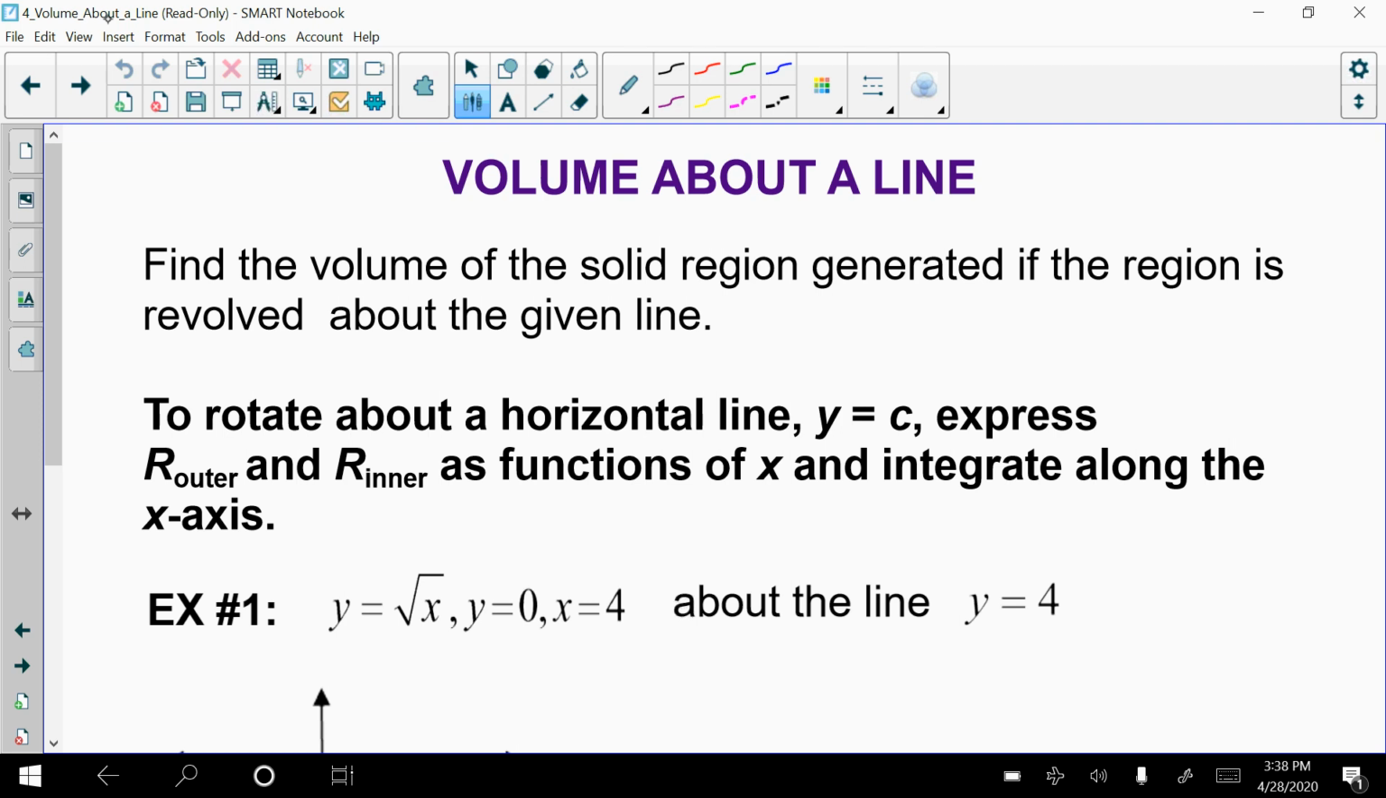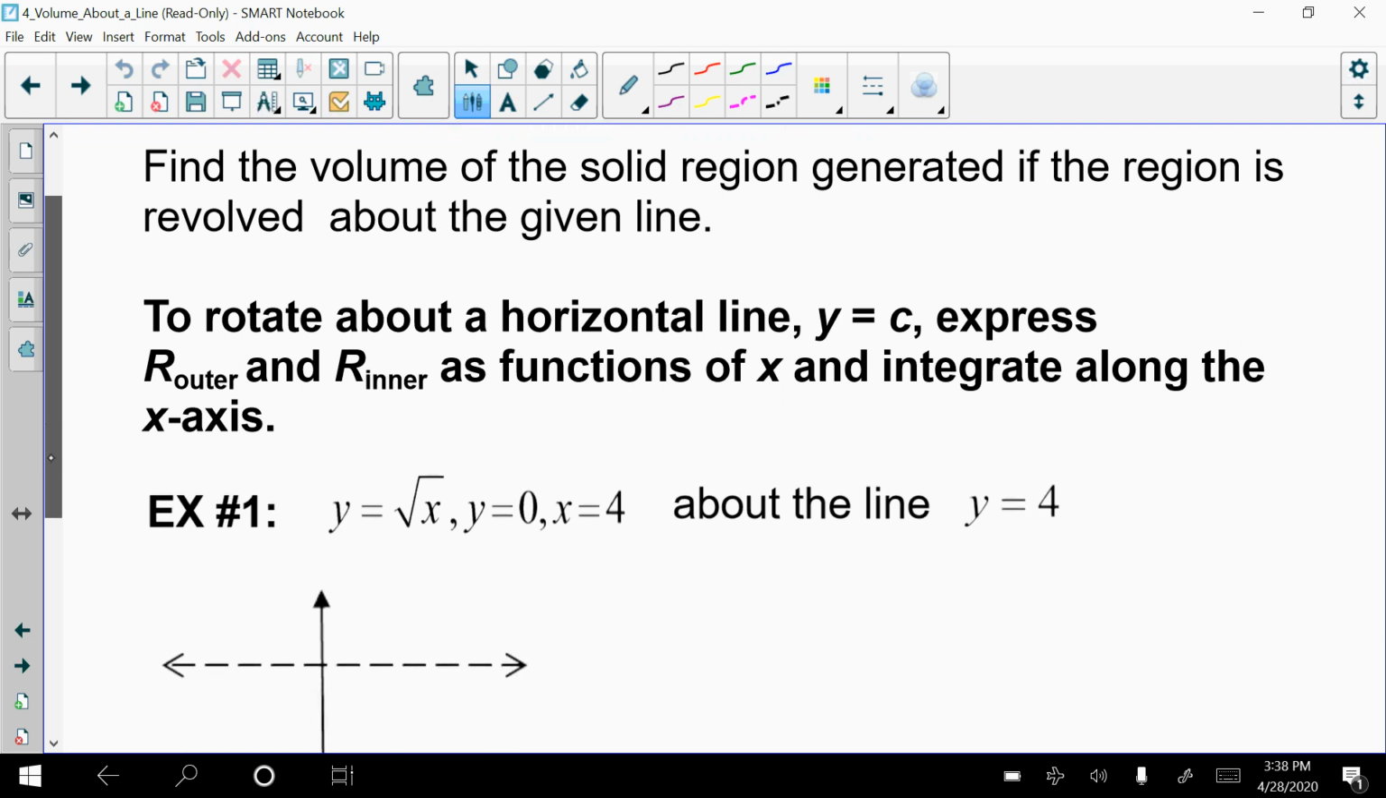So the concept is still very similar to things that you would have seen, particularly with the washer method, but not completely the same, because we have to make sure where the line is in order to correctly identify the lengths of the radii, the inner radius and the outer radius that make up the washer for our volume approach. So that's what we're going to take a look at here in this first example.